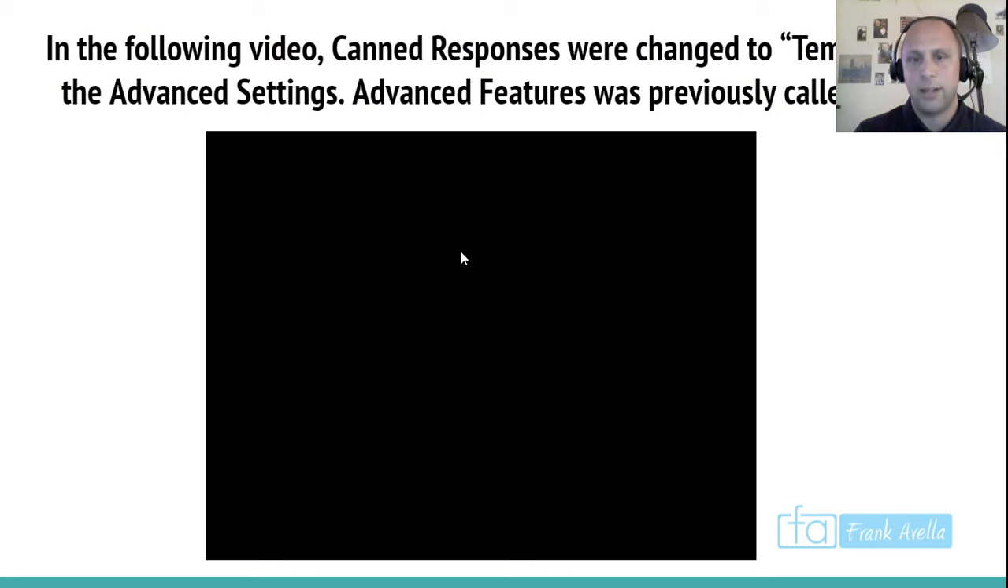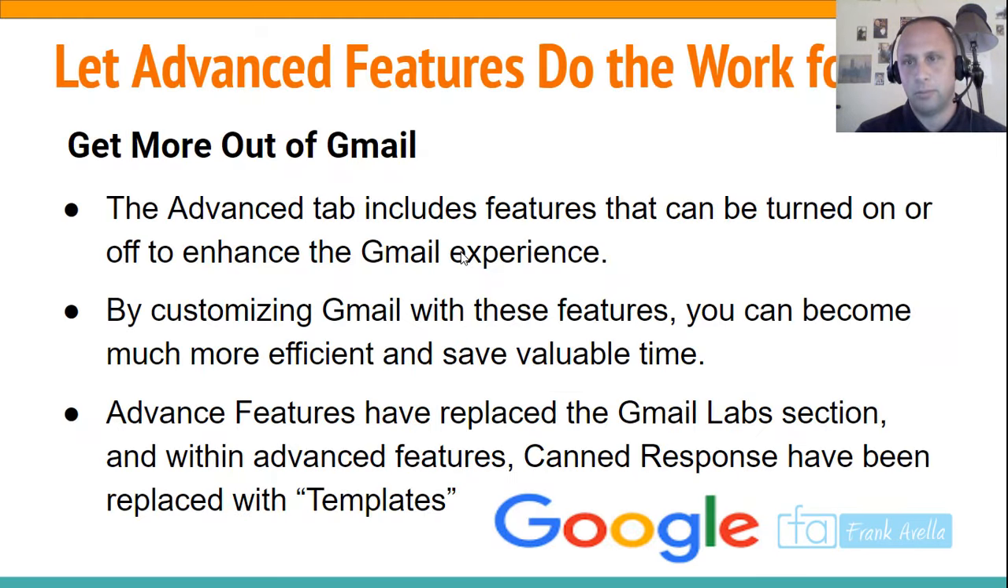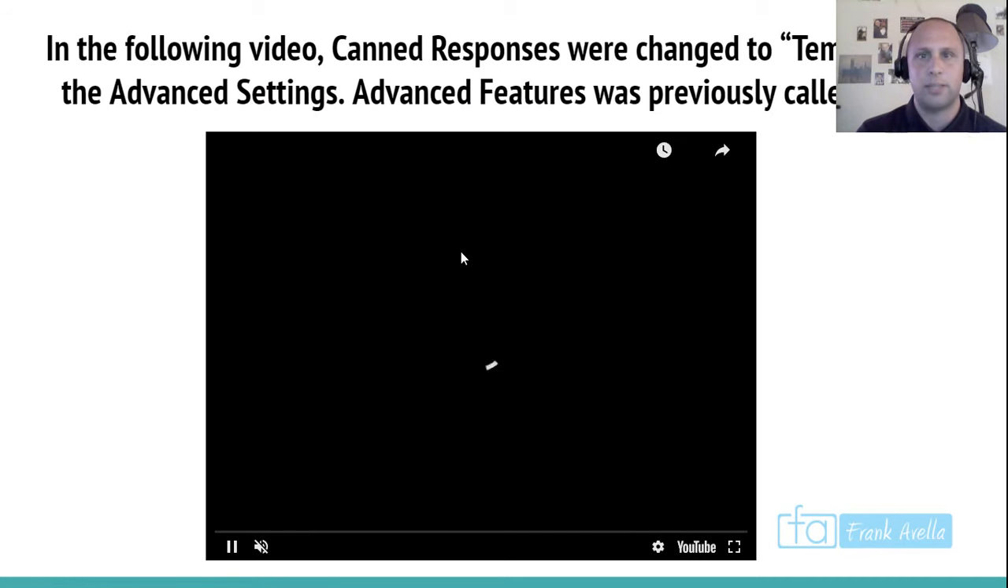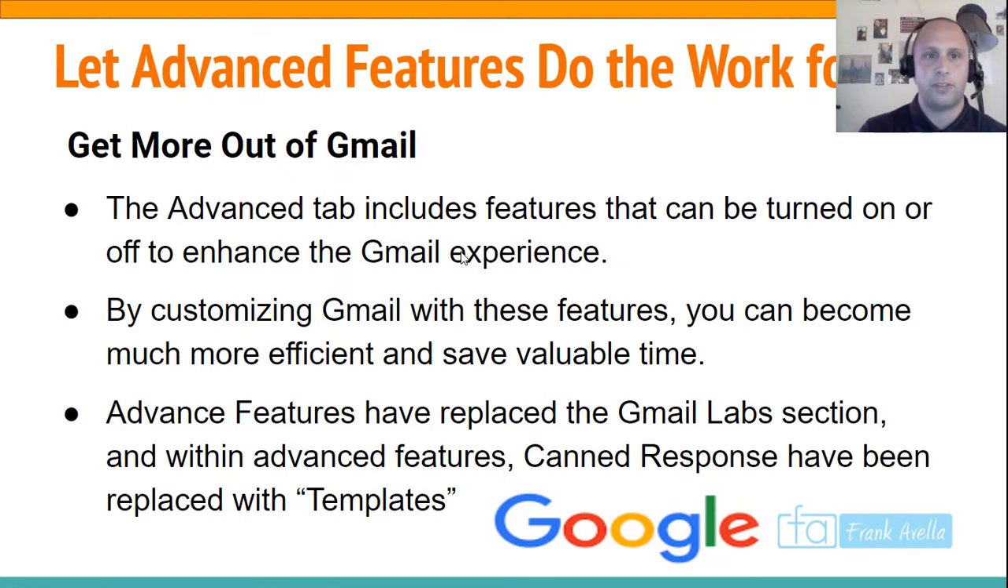And so, let advanced features do the work for you. This is a video here. Now it says Google Labs, but let me read this here. Canned responses was changed to templates and they got rid of Labs. It's advanced features now. It's basically the same stuff. Labs was just like a test, and now they just have advanced features.